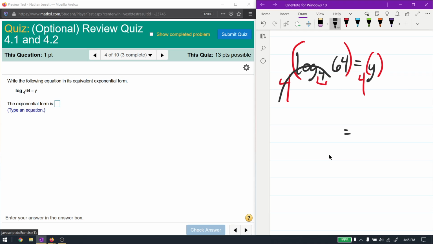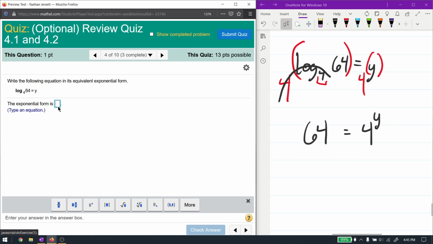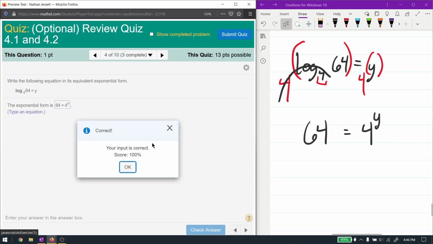They're inverses, so they will always cancel, and we're left with the 64 by itself. On the right-hand side, we have 4 to the power of y. And this is the exponential form. There's no logarithm here. It's just an exponent: 4 to the power of y equals some number. So 64 equals 4 to the power of y. And that's correct.